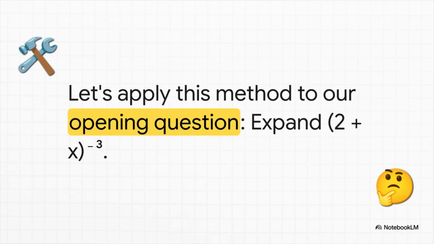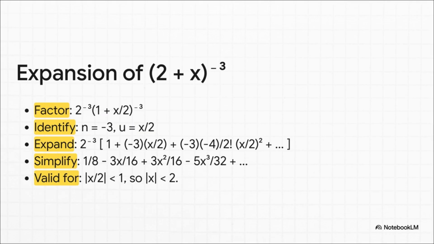Okay, time to put our method to the test. Let's go back to that very first question we started with. Okay, let's break this down. First step, we factor. We pull that 2 out. But remember, it's inside a bracket to the power of -3, so it comes out as 2 to the power of -3. Step 2, we identify our bits and pieces. n is clearly -3, and our new u term is x over 2.